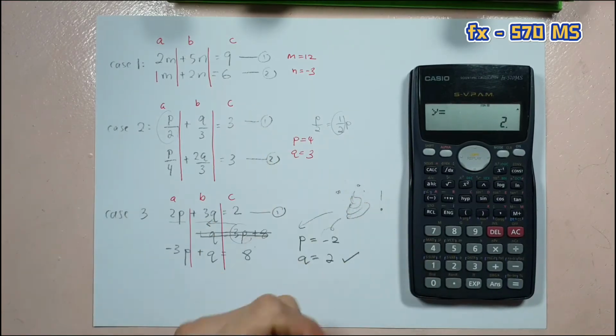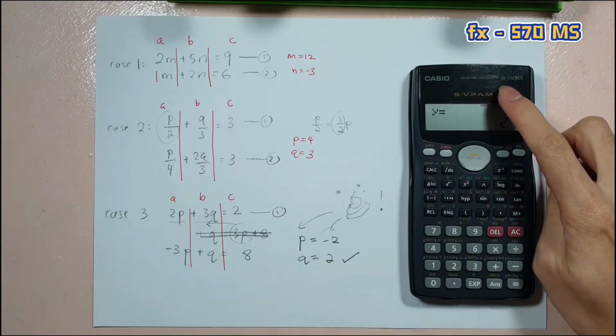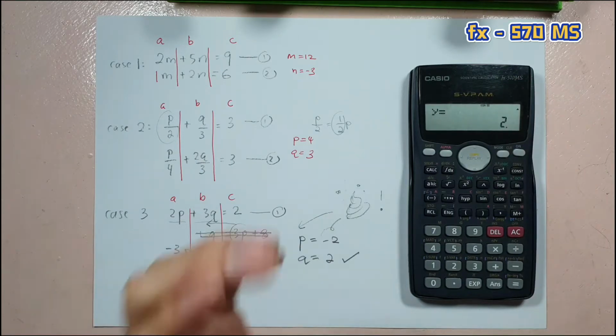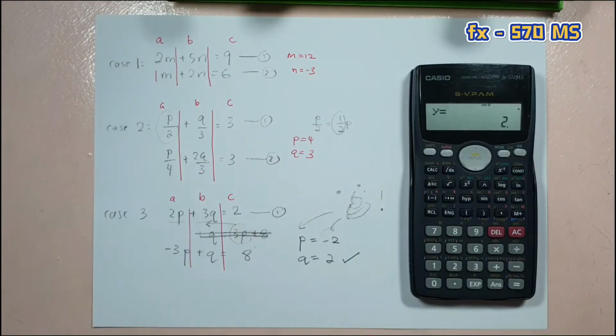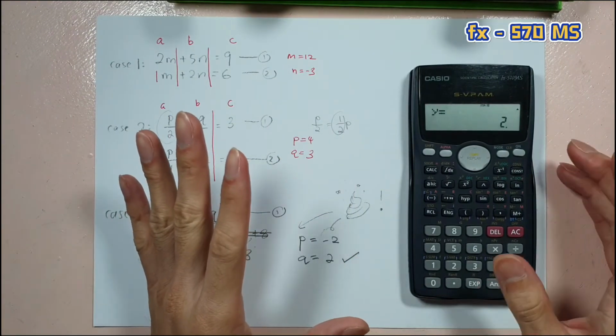Okay, so that's your Casio fx-570 MS. If you're using the Olympia, the second generation of fx-570 MS, it's the same method. Okay, so I'm going to stop here.